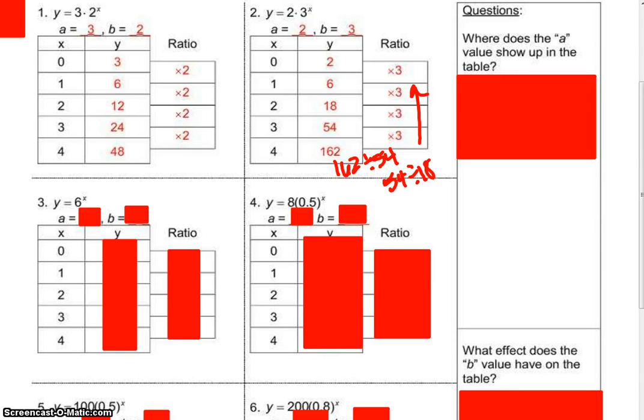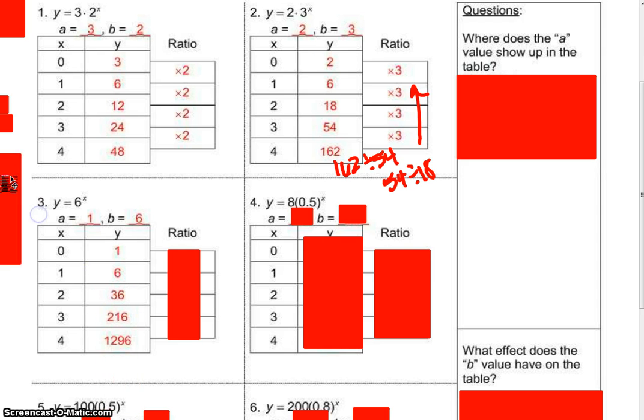Looking at number 3, we have y equals 6 to the x. When there's not a number in front, your a is 1 and your b is 6. Go to y equal, put this in, 6 caret x, and you're going to go to your table. 0, 1, 1, 6, 2, 36, 3, 216, and 4, 1296. Once again, you could do it backwards. You could say 1296 divided by 216, and that should give you 6. 216 divided by 36 is 6. 36 divided by 6 is 6. And 6 divided by 1 is 6.